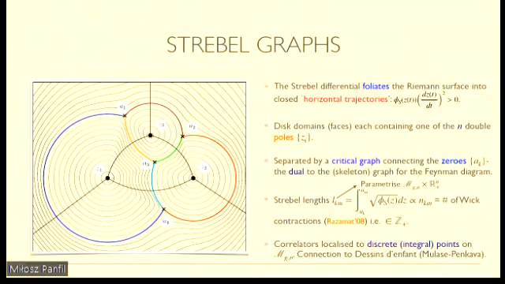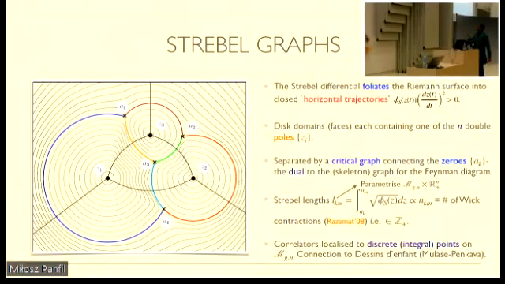So maybe let me just briefly mention what the Strebel parametrization is. It's a mathematical theorem that there are these unique meromorphic quadratic differentials on any Riemann surface, which have a rather amazing property that they foliate the Riemann surface into closed horizontal trajectories, which are what are drawn here, something like isotherms.